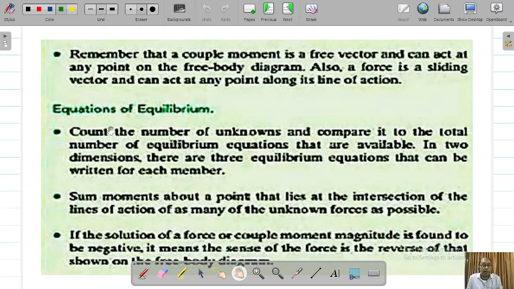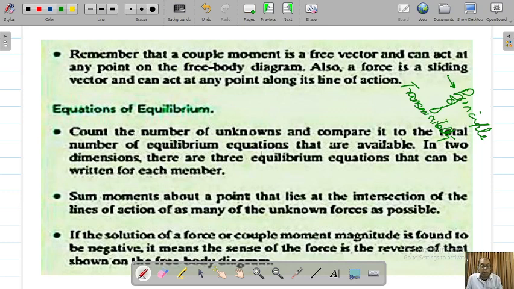Again, remember that a couple moment is a free vector and can act at any point on the free body diagram. And force is a sliding vector. So from the principle of transmissibility, remember this, force will be a sliding vector. Transmissibility.